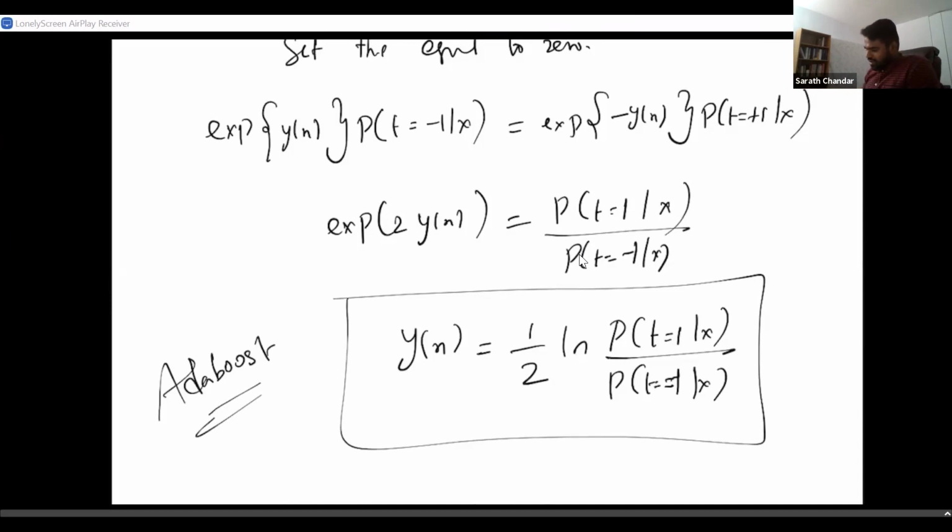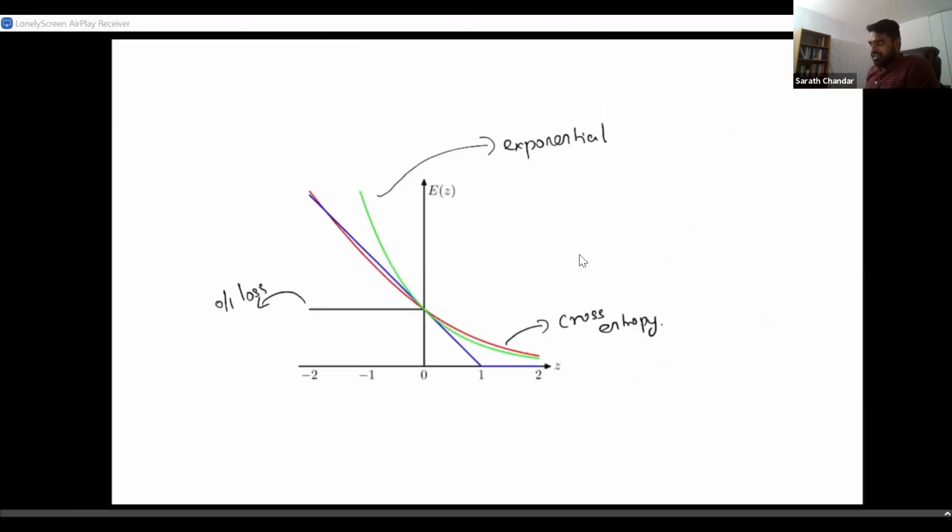So now to summarize, here you can see the mapping of the exponential error function compared to other error functions that we have seen so far. If you remember, this is the 0-1 error, and the red one is cross entropy. Can someone tell me what the blue one is? Yeah, it's hinge loss, right?